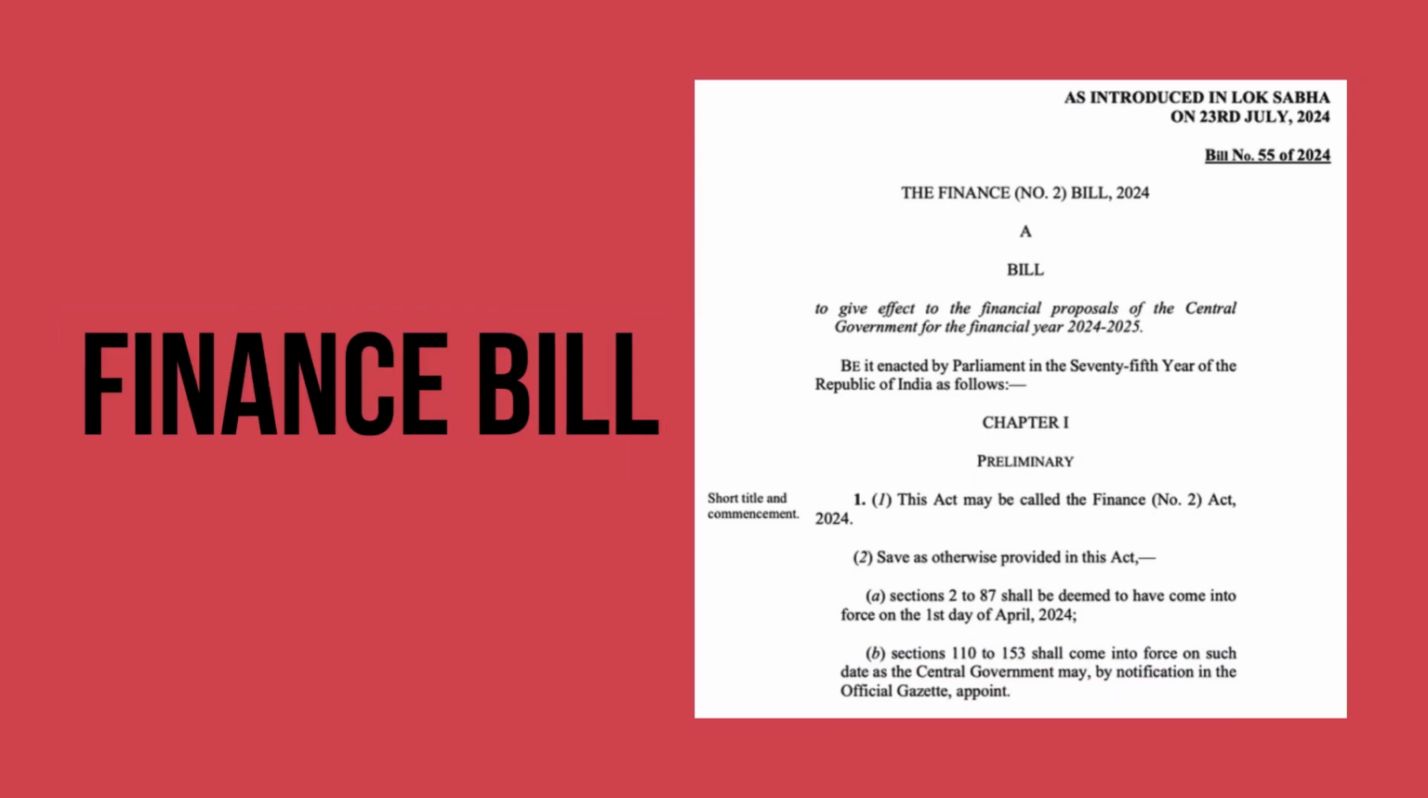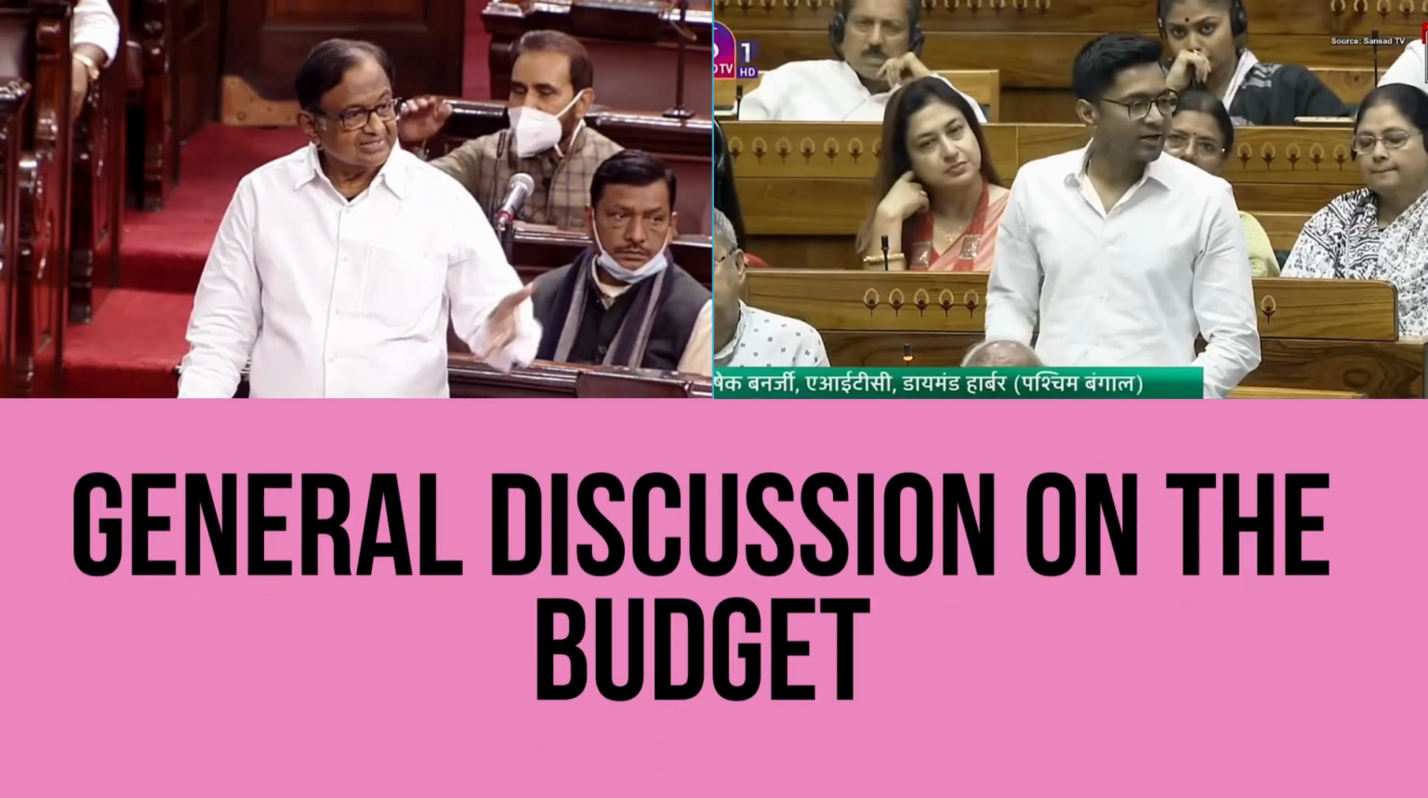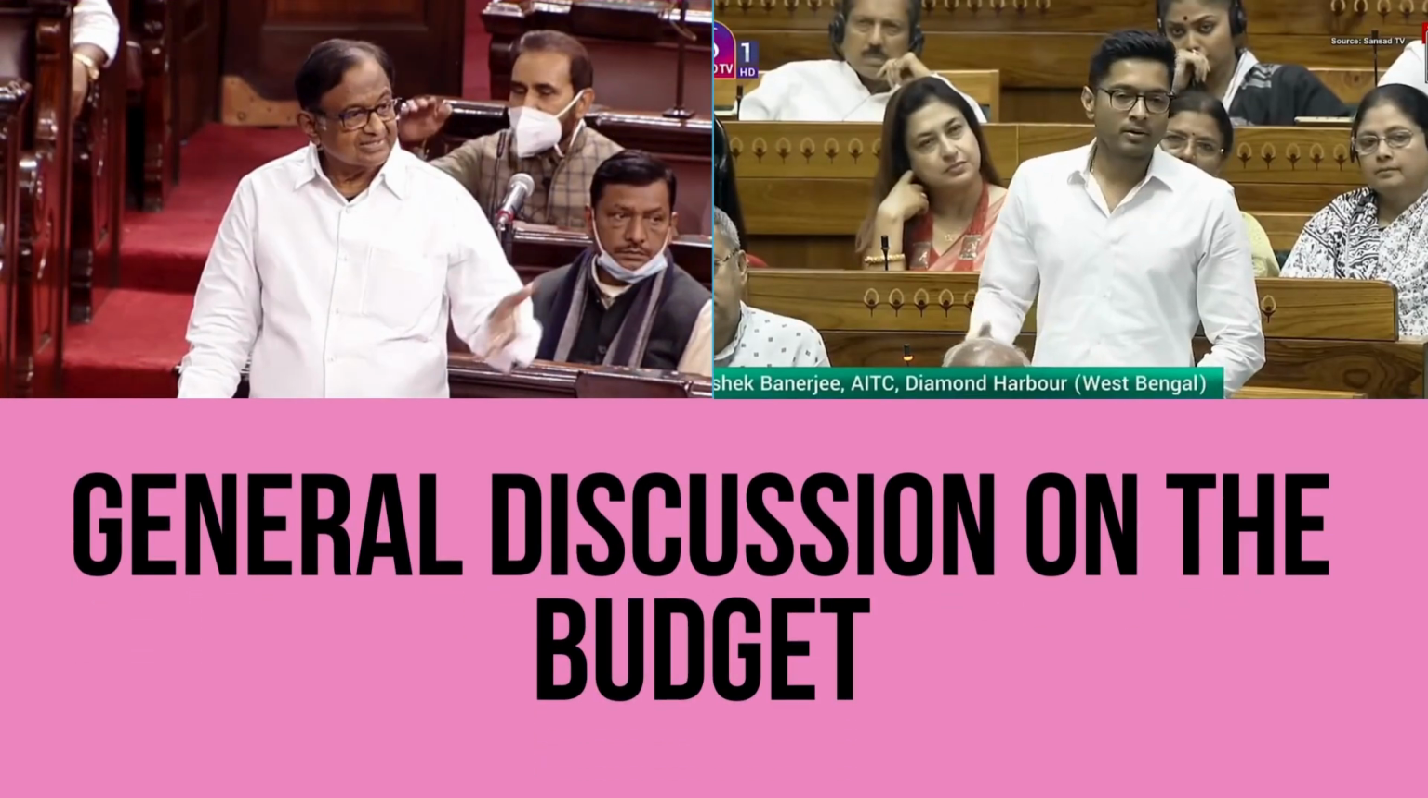Step 3. Along with this, the finance bill is also introduced. This bill gives effect to all taxation and other finance-related proposals of government. This is how the government raises money to finance all the schemes. Step 4. Both houses of Parliament undertake a general discussion on the budget. The Finance Minister responds at the end of the discussion.